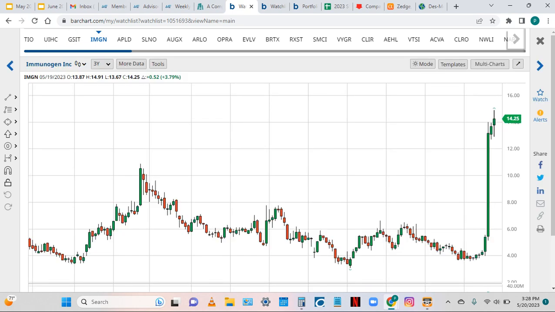Next, we're gonna go to Immunogen. This one was sideways for a long, long time, 3 years, pretty much sideways, and all of a sudden, again, it's going to the moon. So why is that? That's another investigation. It's a biotech, which is also scary. I would not be buying this at this time. That is a definite no. Too far, way too far, too fast, and I need more information. So that would be a hold or a sell.